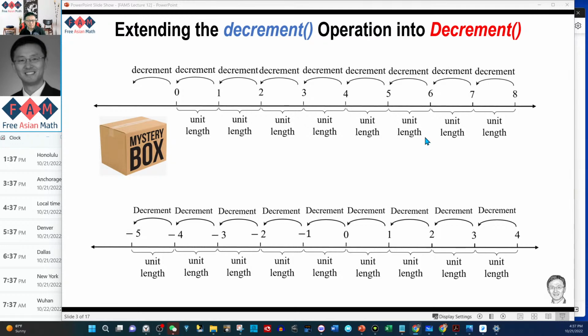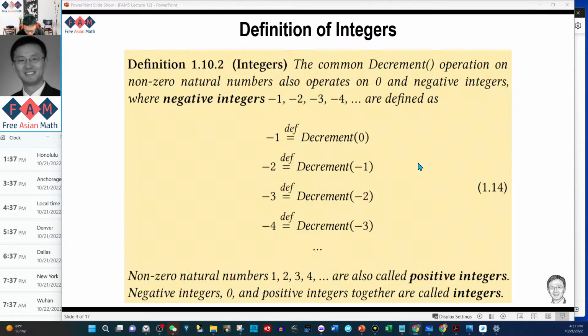And on the number line, because we are effectively using the same decrement operation, it's easy to understand that the distance between any two adjacent negative integers is again just the unit length, which must be the same as the distance between 0 and 1, which we call unit length. We'll see why this is important later today.